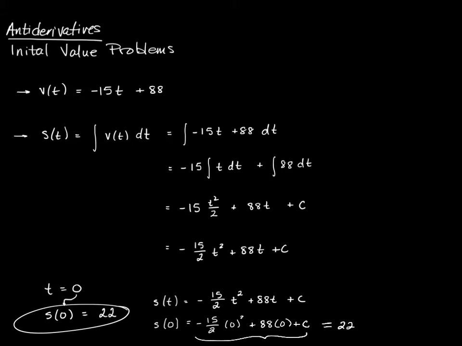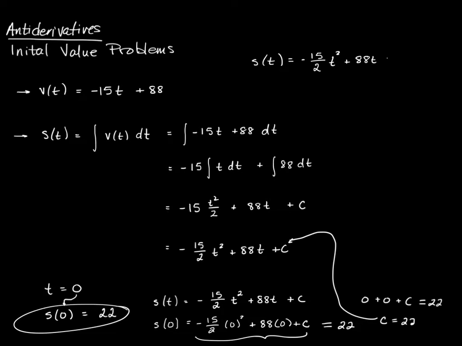Now, when I do the arithmetic, what I get is that s of 0 is equal to 0 plus 0 plus c, and that is equal to 22. So now I know that c is equal to 22, and I can replace that in my position function. So my actual position function, s of t, is equal to negative 15 halves t squared plus 88t plus 22.